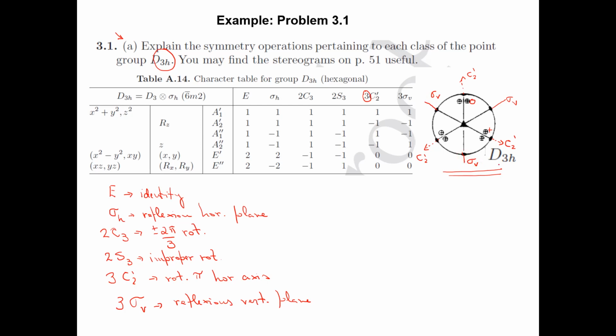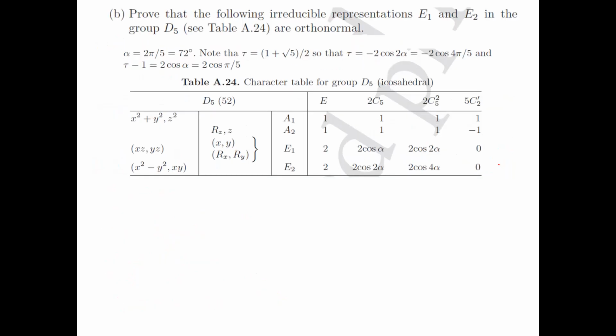Okay. So this is problem 3.1a. Let's do problem 3.1b. Prove that the following irreducible representations E1 and E2 of group D5 are orthonormal. So this is the character table of group D5. It's an icosahedral group. And these are the 2 irreducible representations that he's talking about, E1 and E2.